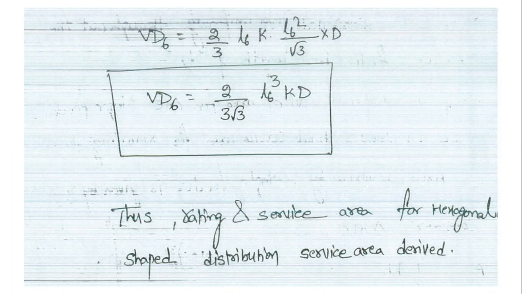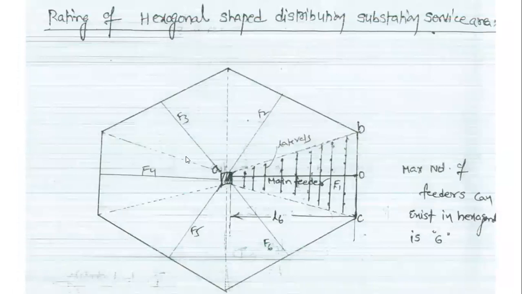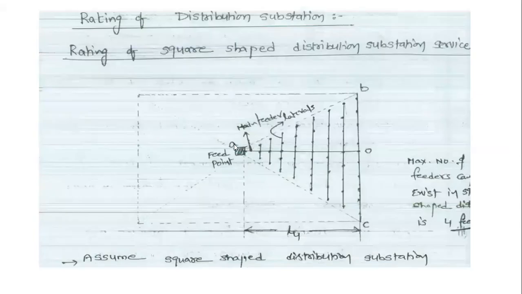Suppose we take a hexagonally shaped distribution substation; the total area is served by the 6 feeders, that is feeder F1, F2, F3, F4, F5, F6. In the square shaped area, the total area is served by F1, F2, F3, F4. Suppose we take a triangular shaped area; the total area is covered with the 3 feeders. That is the procedure for finding the voltage drops for any shape of distribution substation.